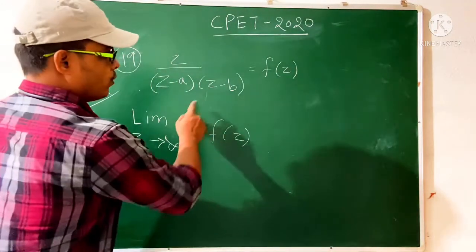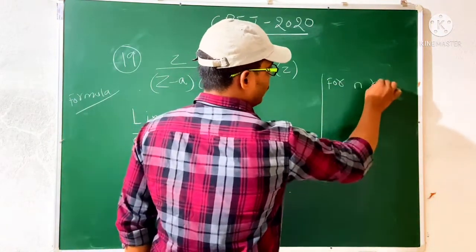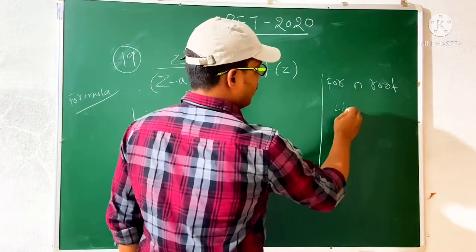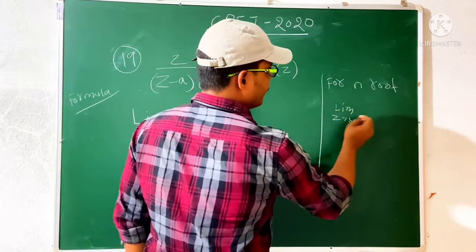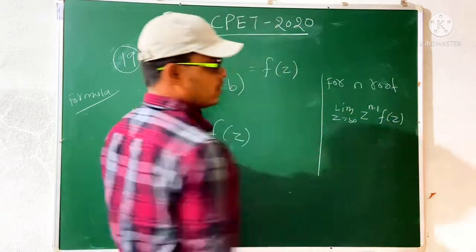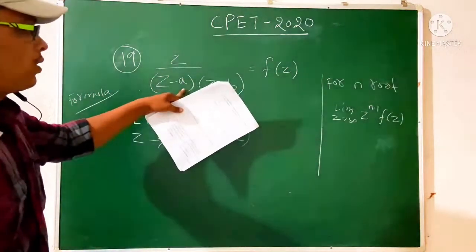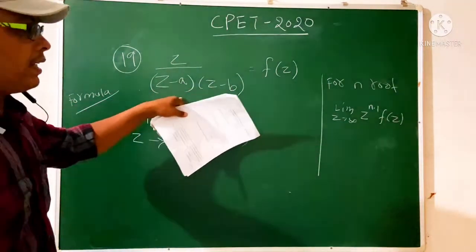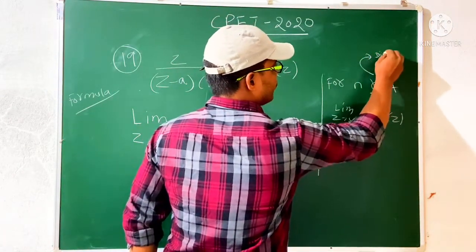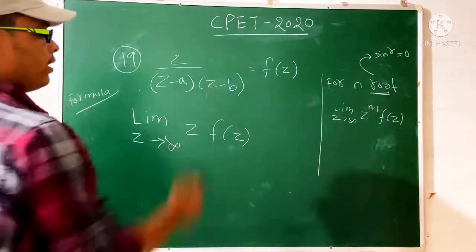This is for two roots. For n roots, what will be the residue formula? Remember the residue formula is the limit z tends to infinity of z to the power n minus 1 into f of z. This is the residue formula for n number of roots. So these are roots a and b. How will you find the roots? Take the denominator as 0 and you will find the number of roots. So one is a and the other is b.